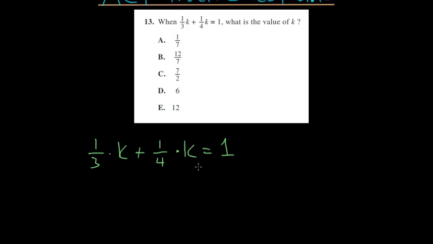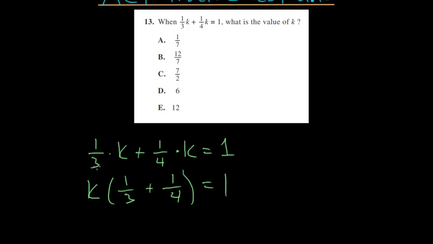So there are a couple different ways that we can approach this. One method would be to factor k out from each of these terms on the left-hand side. So you'd have k times 1/3 plus 1/4, and this equals 1. The other way that we could start this from our original equation is to multiply each side by a common denominator so that we get rid of the fractions.